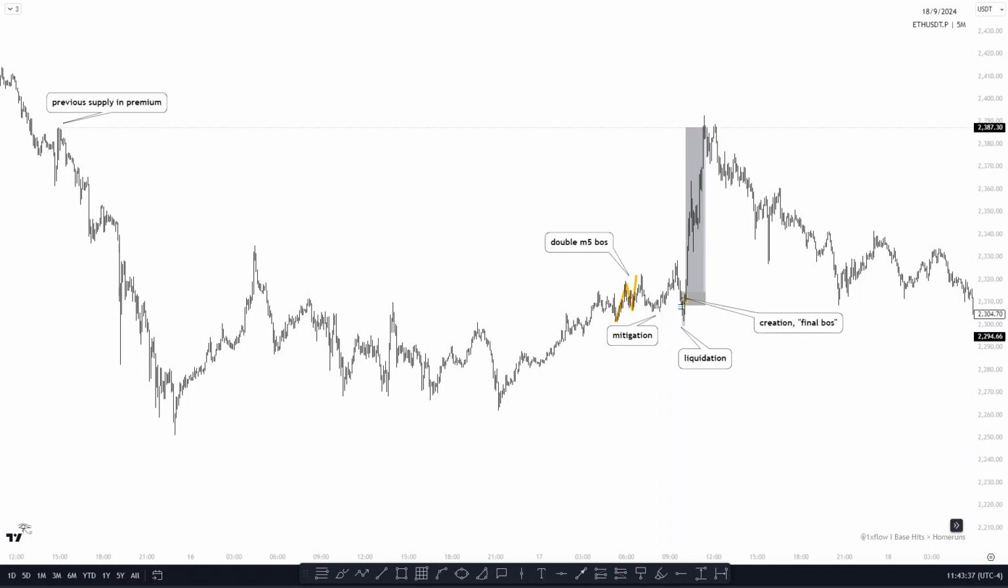This was Ethereum and this was taken yesterday around 10 o'clock. What we want to understand overall is how we can take these trades, how you guys can understand my perspective, as well as how you guys can trade with me.